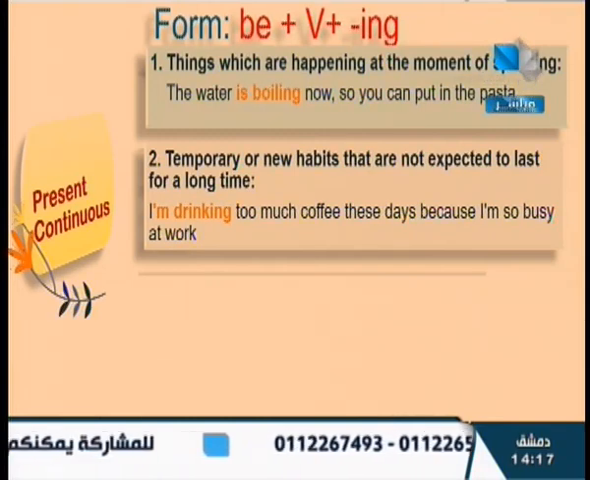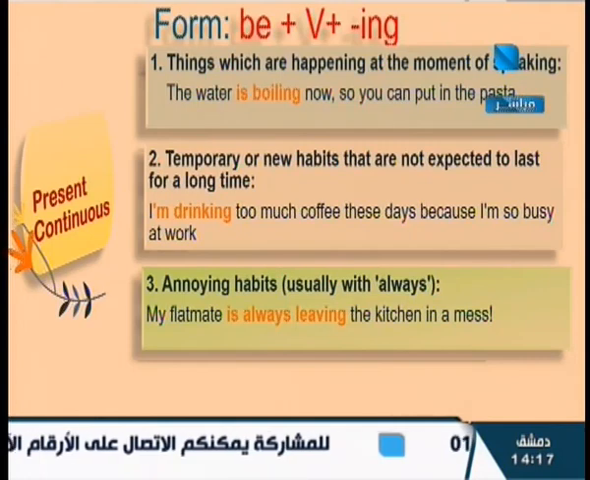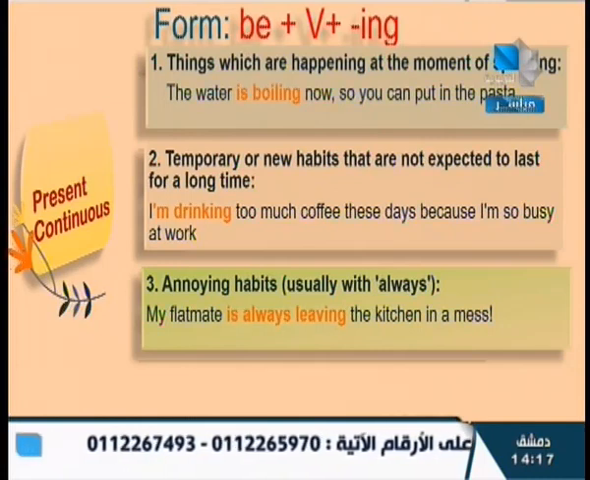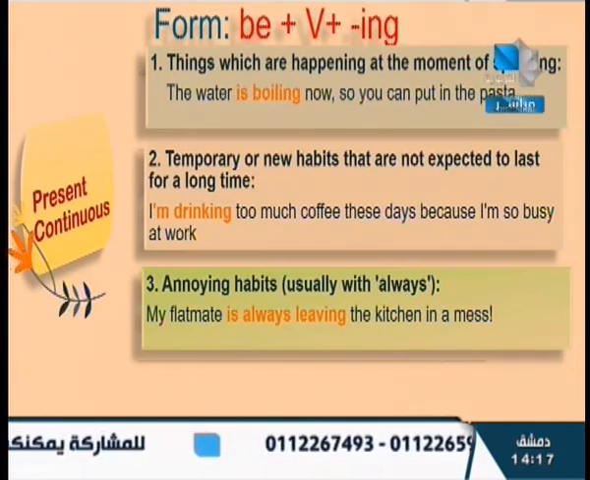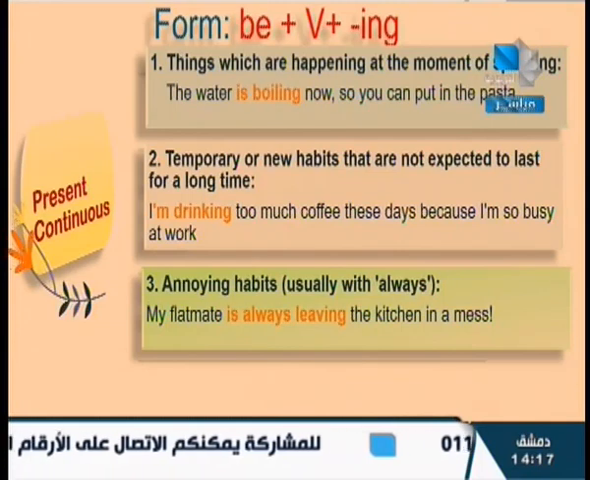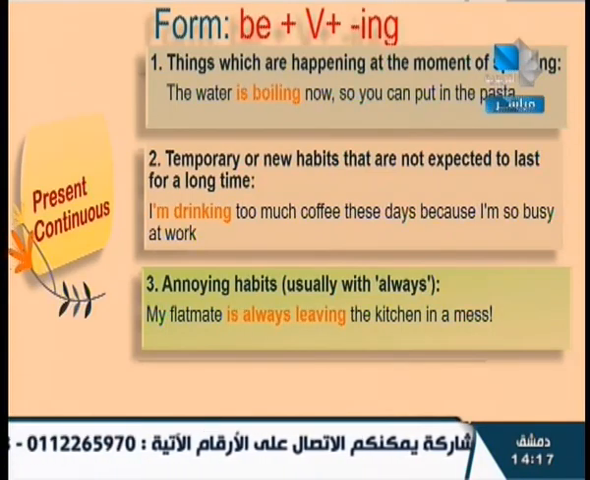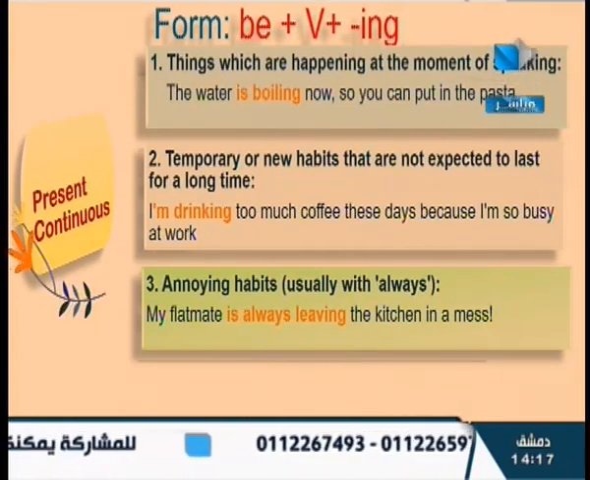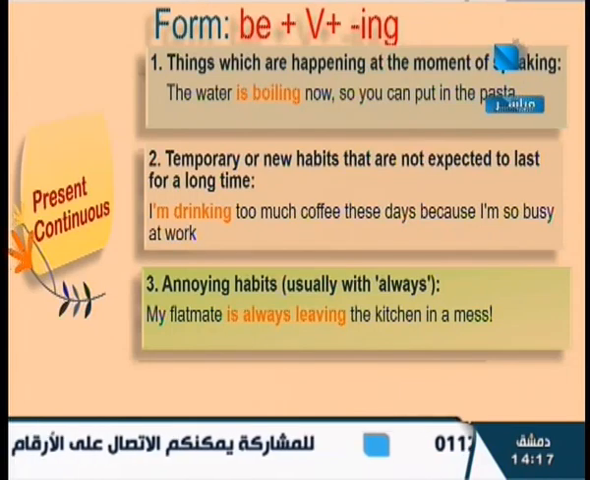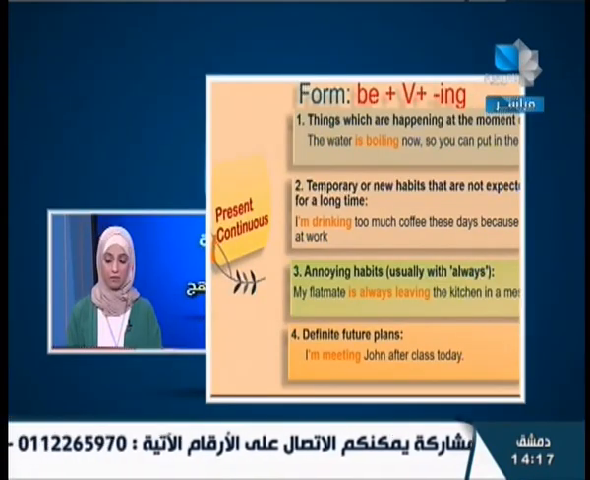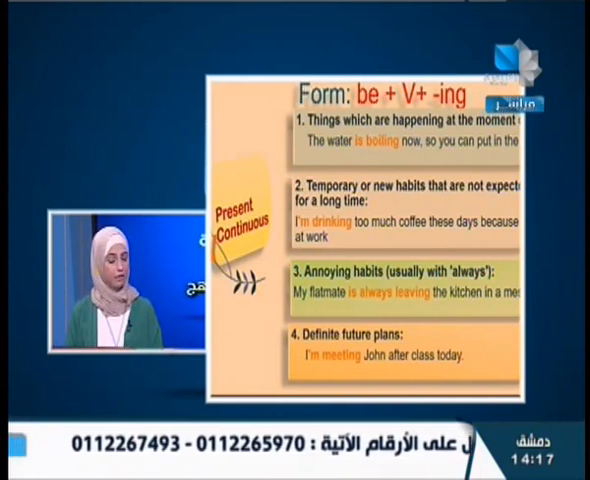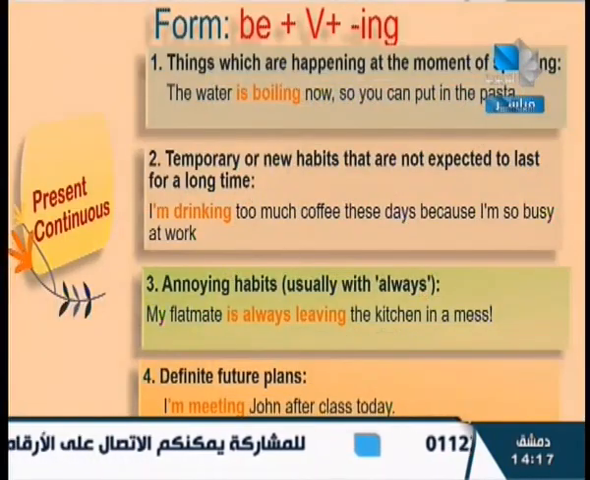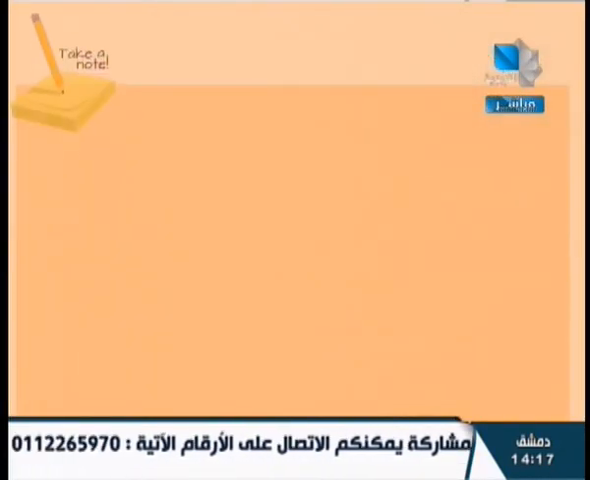We use it also for annoying habits, usually with words like always, especially when we criticize the behavior of someone. It implies that the action should be changed. For example, my flatmate is always leaving the kitchen in a mess. Here the speaker is annoyed because he is expressing a bad behavior of someone. And the last use: we use it for definite future plans. We usually add a time expression that indicates when the planned action will happen. For example, I'm meeting John after class today. Good. Okay, thank you very much.